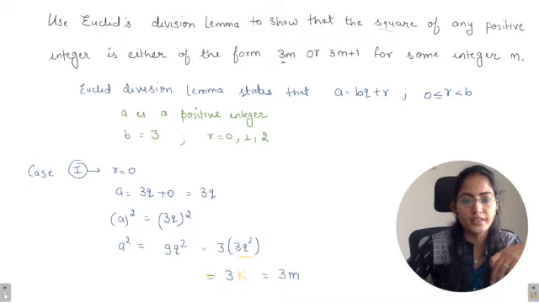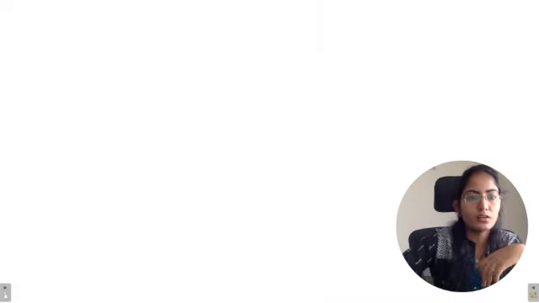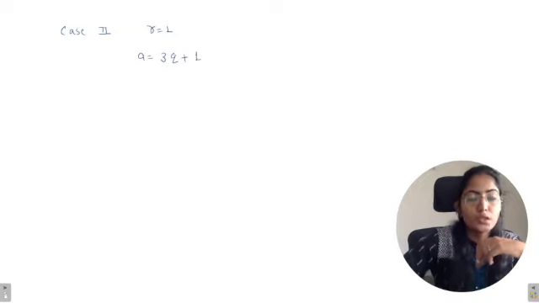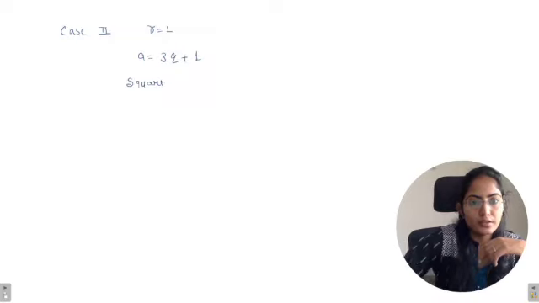Clear? Now I'm taking the next case, case number 2, in which r is equal to 1. When r equals 1, a is equal to 3q plus 1. Okay, so we will do squaring both sides. So a square is equal to 3q plus 1 whole square.